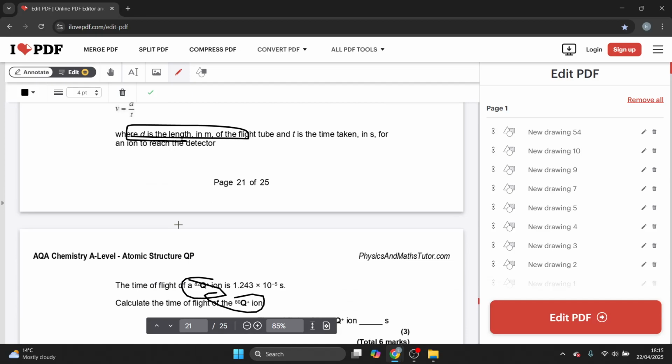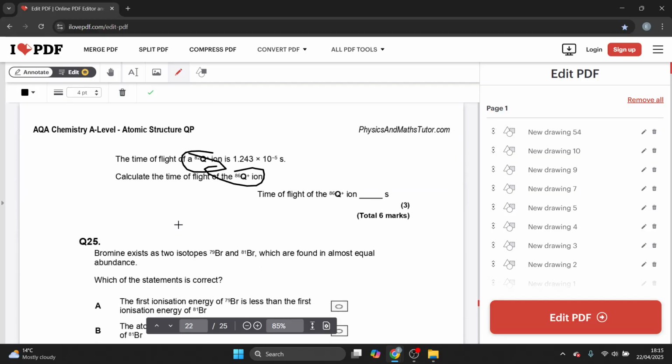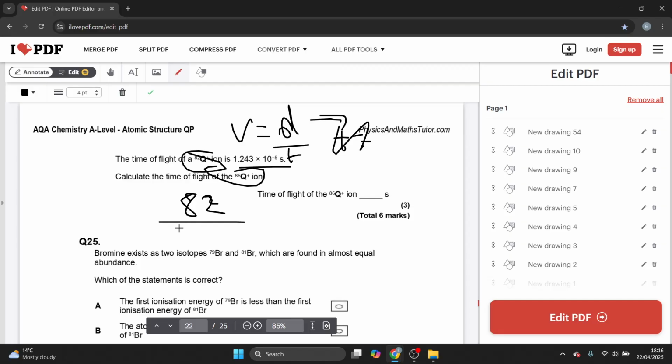So in this case, 82 over this, because velocity is distance over time. The distance is a constant, and it's the same for each one. So time is 82 over this squared equals 86 over t squared. And if we rearrange, you get t equals 1.273 times 10 to the power minus 5.